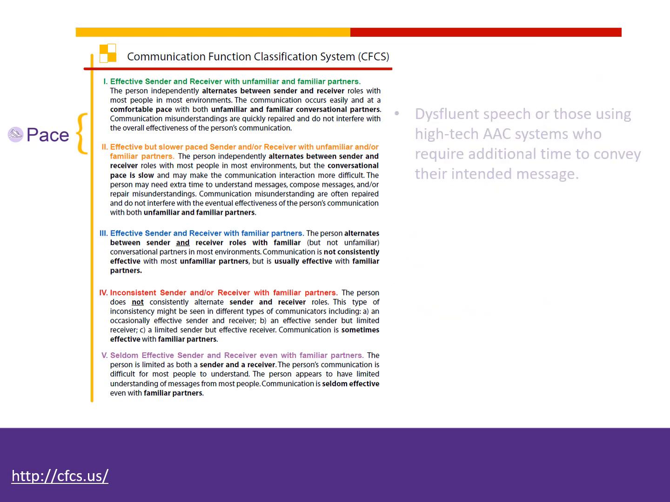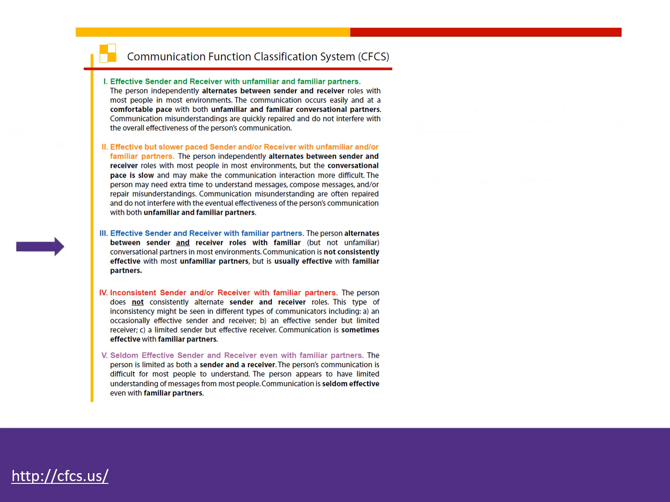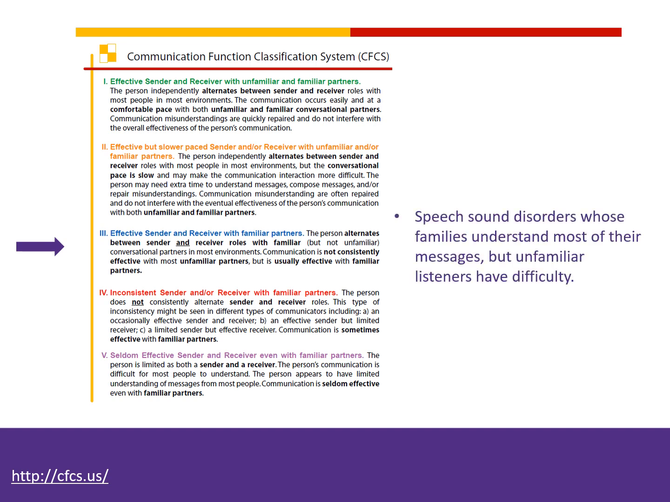An example of this includes children with disfluent speech or those using high-tech AAC systems who require additional time to convey their intended message. Children in level 3 are effective senders and receivers with familiar partners only. For these children, communication is not consistently effective with most unfamiliar partners, but is usually effective with familiar partners. An example includes children with speech sound disorders whose families understand most of their messages, but unfamiliar listeners have difficulty.